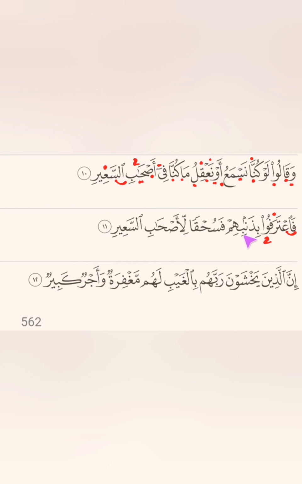This is called iqlab. When ba comes after noon which has no haraka, which means there's no fatha, kasra, dhamma or any other haraka on it, then you turn the noon into a meme. There is always a meme written there in your mushaf, so you know that you have to recite this noon with a meme sound, with a gunna. فَاعْتَرَفُوا بِذَنبِهِمْ. Say it like that.